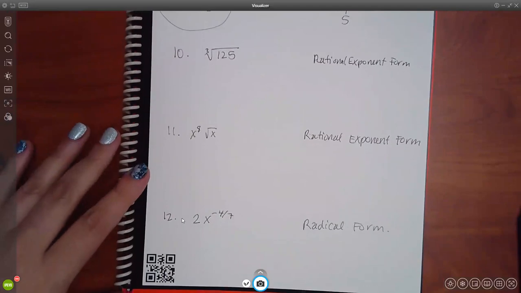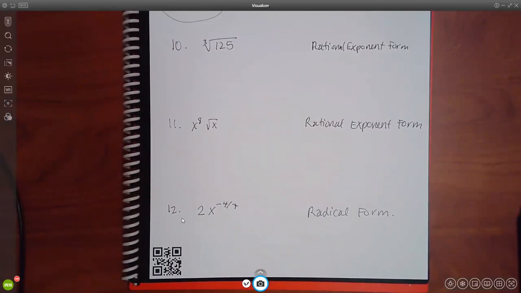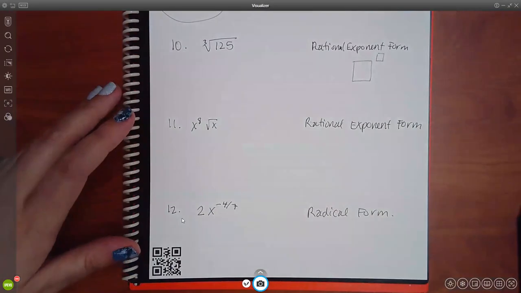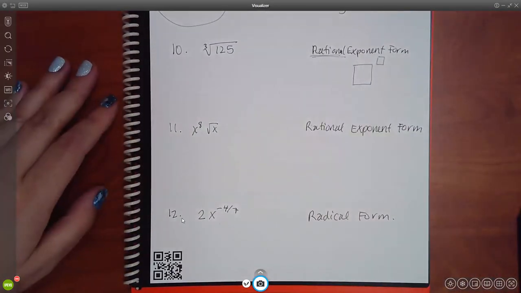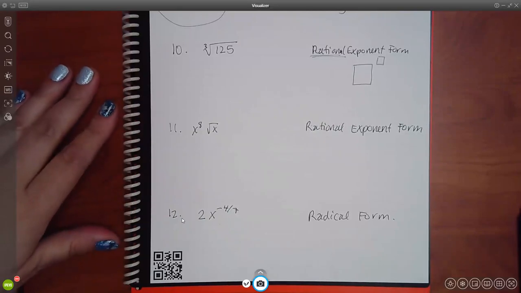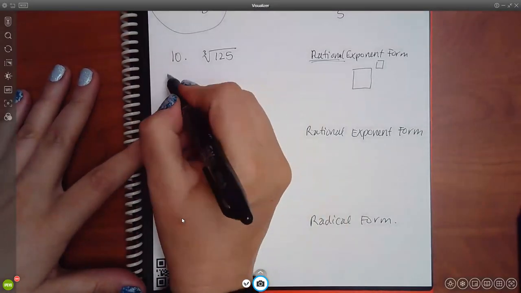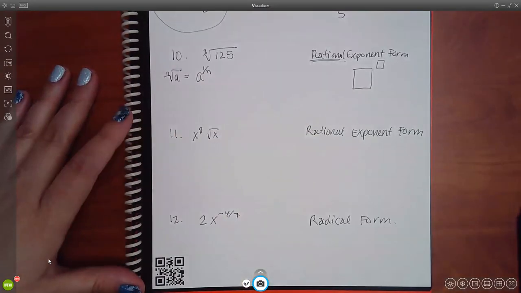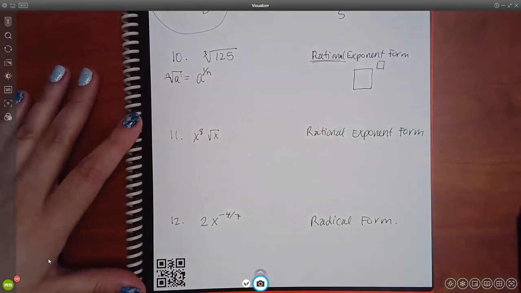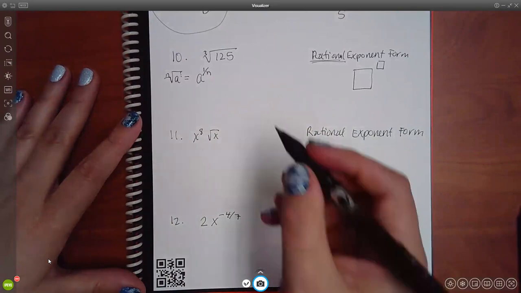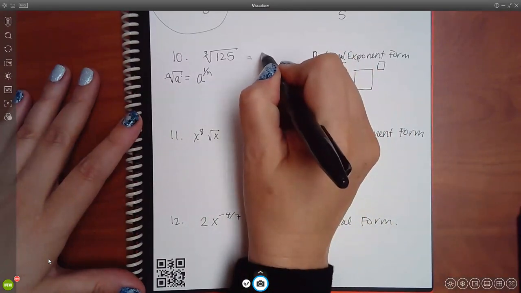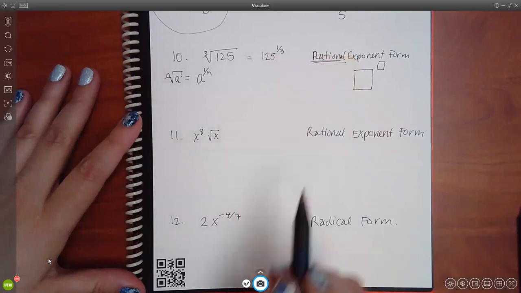Okay, here we go. So for number 10, it has the cube root of 125, and it's asking me for rational exponent form, which means I basically need to have a base and then an exponent. And the exponent, I'm guessing, is going to be a fraction, because that's what rational means. So the first thing you want to do is use your rule that says a radical can be written as a to the 1 over that index, and why 1? Because the exponent in there is a 1. You could do something else first, but that's just the first thing I'm going to do. So it becomes 125 raised to the 1/3 power.